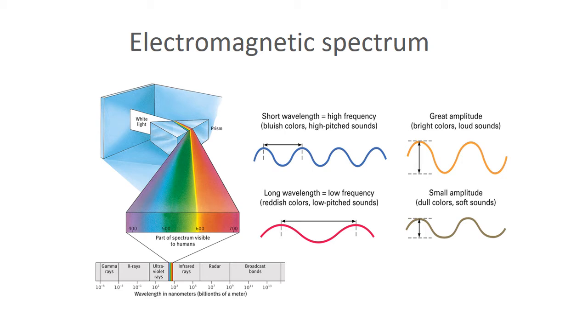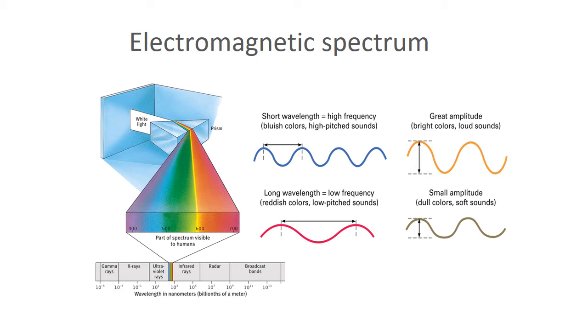If you look over where the gold or yellow looking wavelength is, you'll see that it has great amplitude. That height from the peak to the trough is large, and it also has a little bit of a longer wavelength. So great amplitude is associated with bright colors and loud sounds. Looking down at the red wave that we see, we can see that it is a long wavelength with low frequency. So the distance between peaks is far, and the height, the distance between the trough and the peak, is low. That is associated with reddish colors and low-pitched sounds.